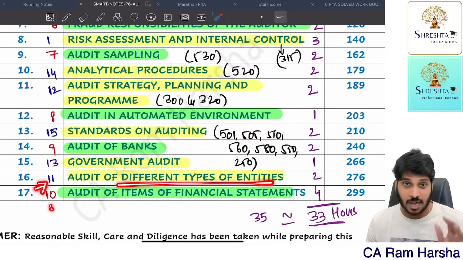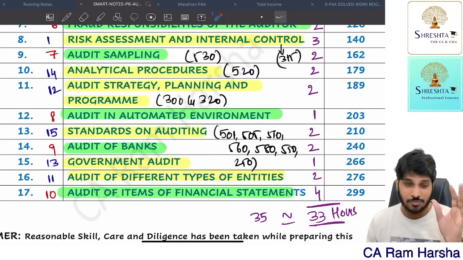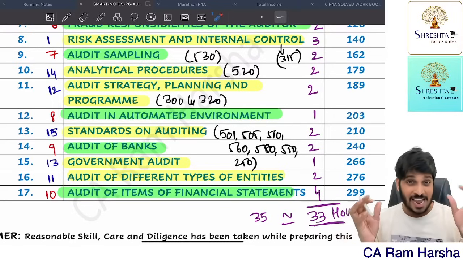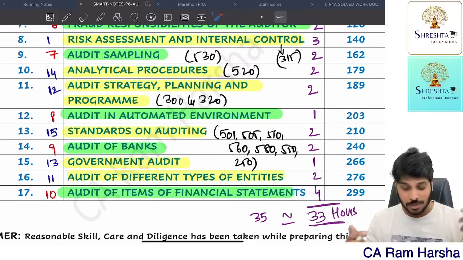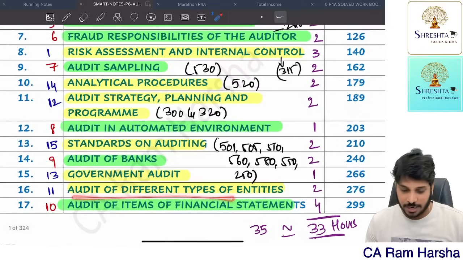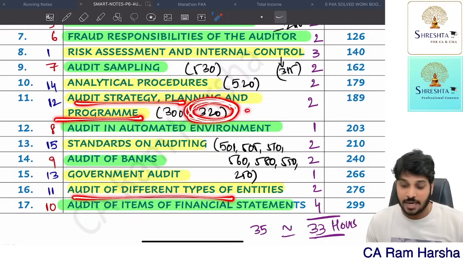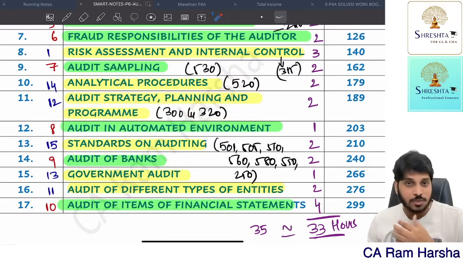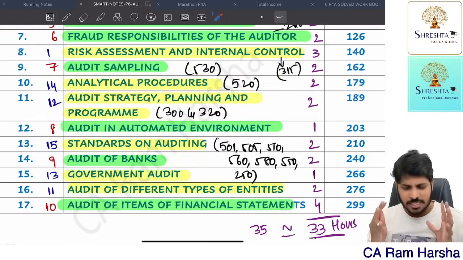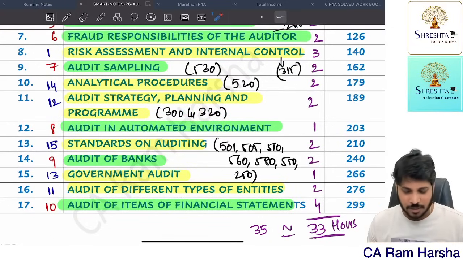Different types of entities. How to do audit of a hotel, how to do audit of an NGO, how to do audit of a charitable trust, how to do audit of a club, local authority, LLP, hire purchaser, all this. Government audit. Then the 11th is audit of different types. Then audit strategy, planning and program, where the SA 320 materiality topic is also covered, which is also important. Remember, don't worry, all these points I've covered in my marathon also. Many of them I have covered, not all, but 70% of these topics I've covered.